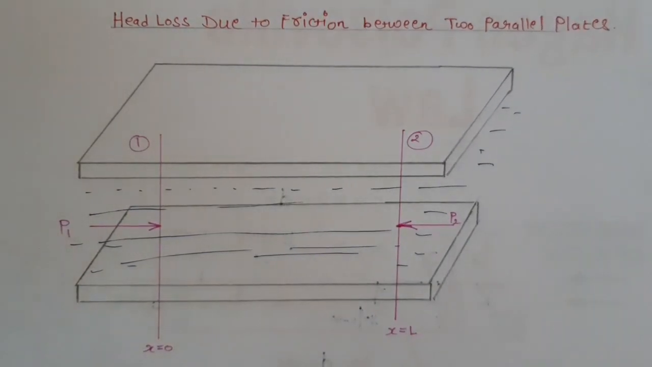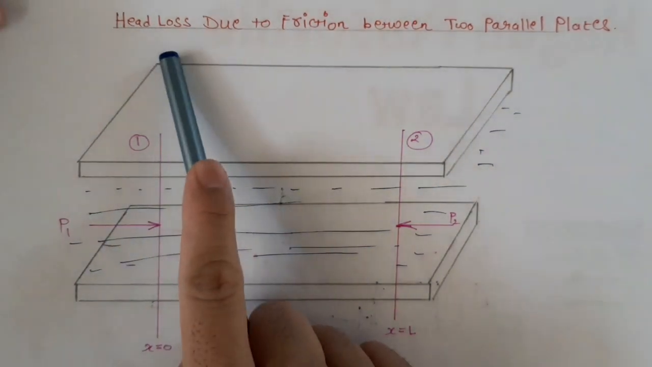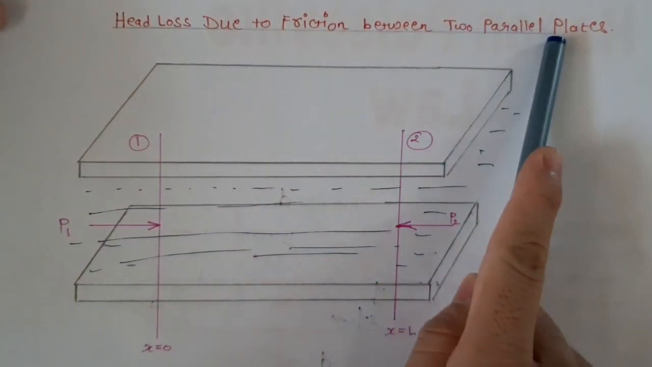Hello friends, in the previous video we discussed the average velocity and the ratio of maximum to average velocity of the fluid flowing between two parallel fixed plates. Today we will discuss the head loss due to friction between two parallel plates.